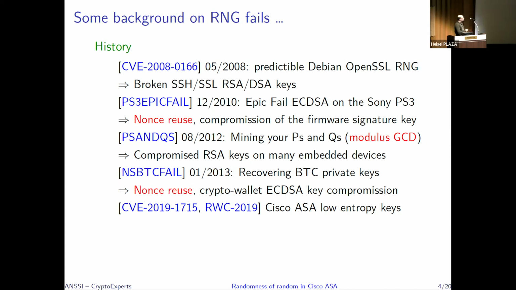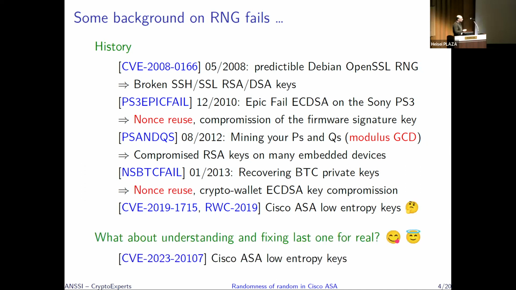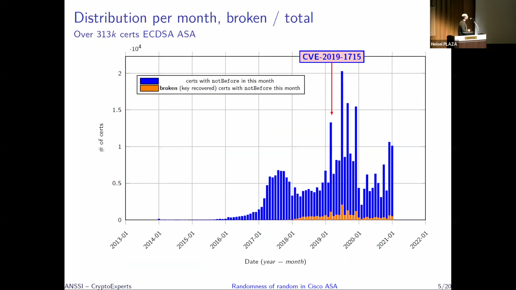More interestingly, and regarding our precise topic on Cisco ASA, in 2019 there was a CVE that was actually presented at RWC this year, concerning low entropy keys. Interestingly, we stumbled upon this issue by surprise using our set. We will show that the root causes of this were not fixed, and how we reported this to Cisco with responsible disclosure, and hopefully fixed this in a new CVE this year. First of all, we have plotted here the proportion of broken keys in certificates in our set, showing that after the 2019 CVE, the proportion remained the same, showing that the root causes were not fixed back then.